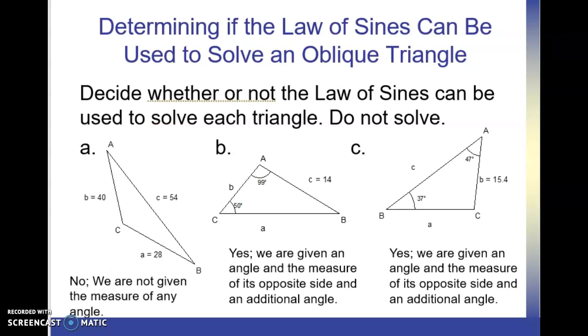Examples of determining if the law of sines can be used to solve an oblique triangle. Looking at problem B, we have the measure of angle C given as 50 degrees and the length of the opposite side, side C. We also have an additional measurement. So yes, the law of sines can be used to solve triangle B.